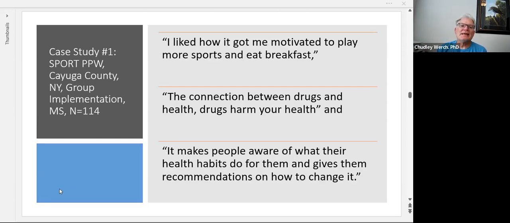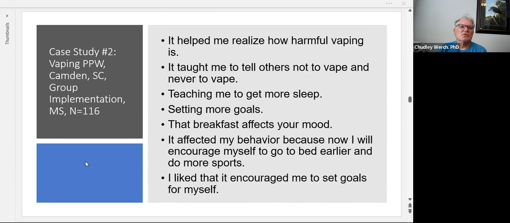And then equally important, here are just some cutting and pasting of what they liked best. I liked how it motivated me to play more sports and eat breakfast. I liked the connection between drugs and health, that drugs harm your health. I liked how it makes people aware of what their health habits do for them and gives them recommendations on how to change it. So these are the qualitative items, and they help understand and better promote your program. And don't forget, there's also what they liked least, which is for internal use within your organization, to improve your program. So there are a number of case studies here you can look at.